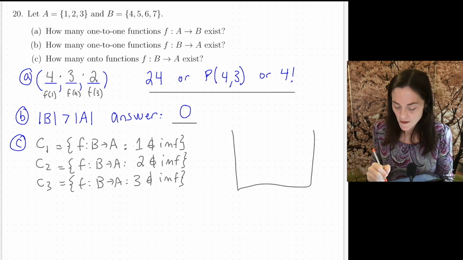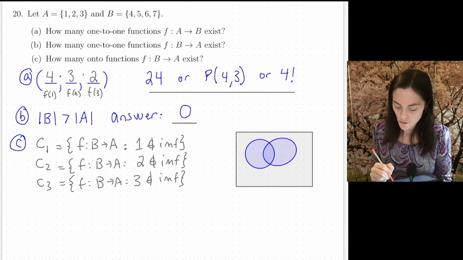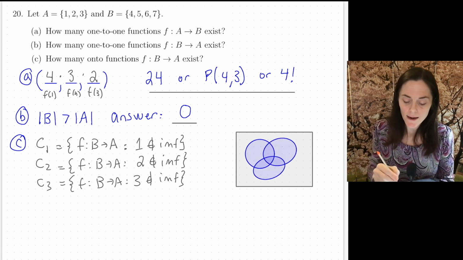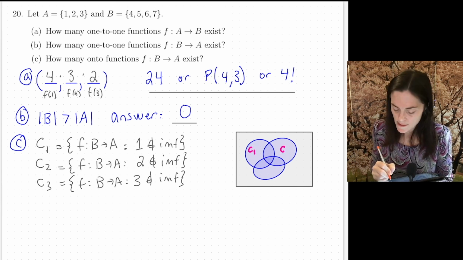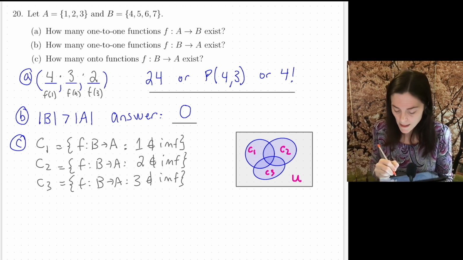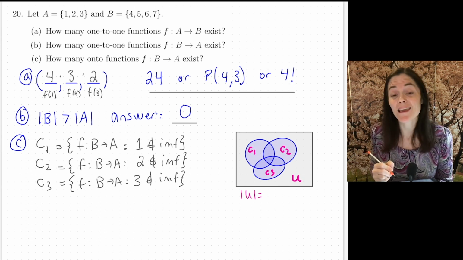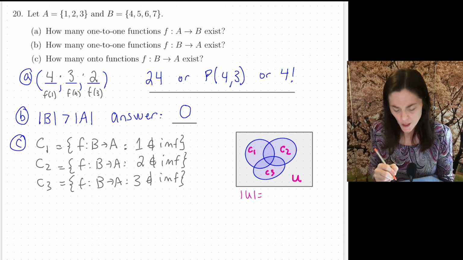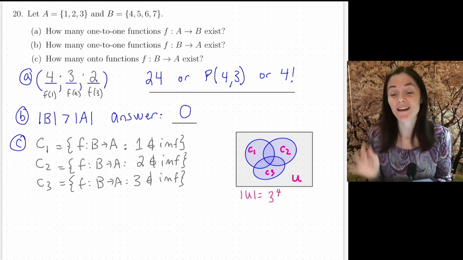Now we want onto functions. We can think about a Venn diagram here, where we have 1, 2, and 3. This is not an accurate Venn diagram. It is just a picture. We have C1, C2, C3, and our universe is all functions from B to A. So the cardinality of U, all functions from B to A: you can think about this as a list of length 4, where you have 3 possibilities in each spot. So the cardinality of U is 3 to the 4.